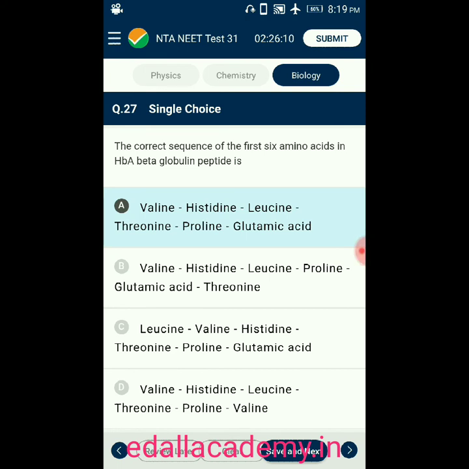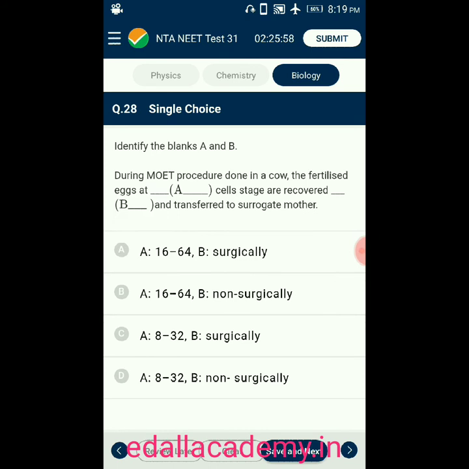The correct sequence of the first 6 amino acids in HbA beta globin peptide is valine, histidine, leucine, threonine, proline, glutamic acid. Question number 28. Identify the blanks A and B. During the MOET procedure done in a cow, the fertilized egg at dash cell stage is recovered dash and transferred to a surrogate mother. Multiple ovulation embryo transfer technology is generally called MOET.